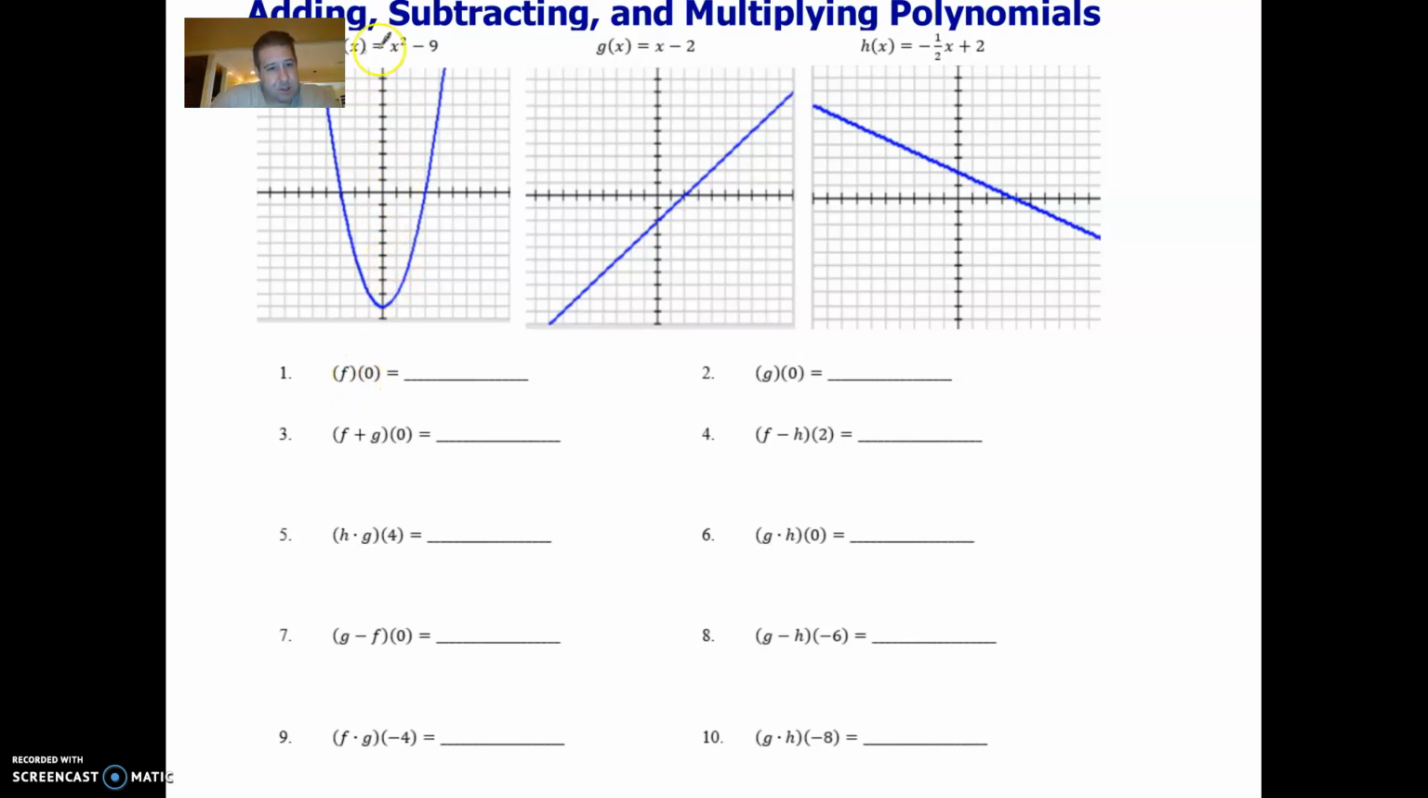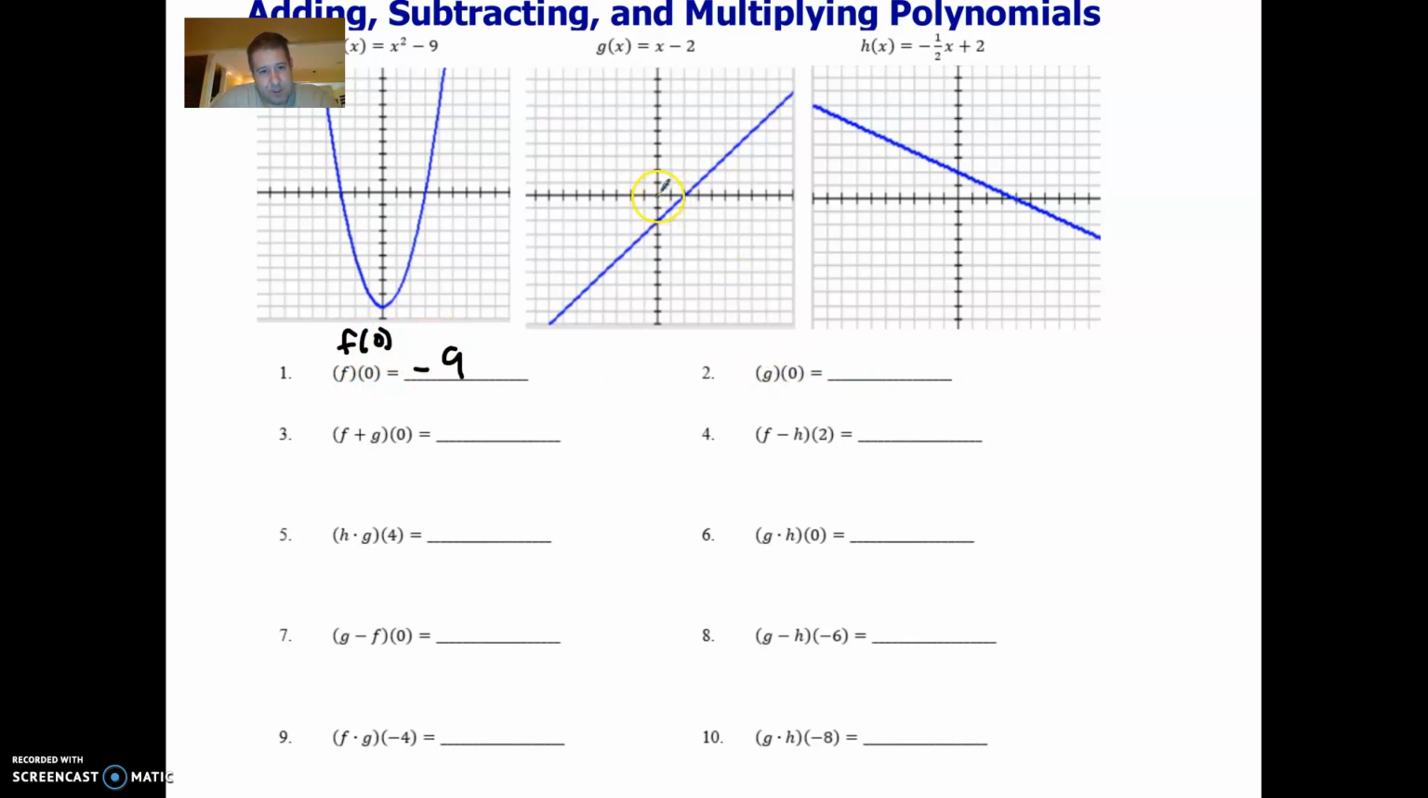f of 0. So this is the f of x function, g of x function, h of x function. So put 0 in for x and solve. 1, 2, 3, 4, 5, 6, 7, 8, 9. It's going to be negative 9. Now if I put 0 in for x, 0 squared is still 0. 0 minus 9 is negative 9. So it kind of makes sense there as well. So this is really f of 0. I know it looks a little different than f of 0, so same thing.